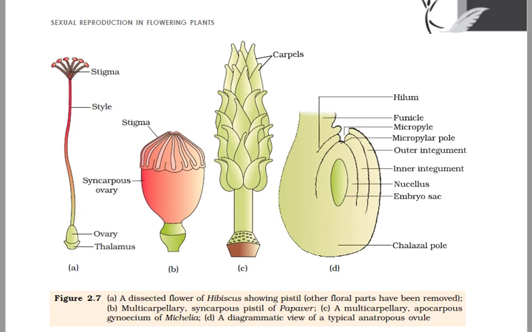The parenchymatous body is termed as nucellus. I repeat, the ovule is a large parenchymatous body called nucellus. It is formed in the ovary. The stalk of the ovule is called funiculus, and it is attached to the ovary by the placenta.